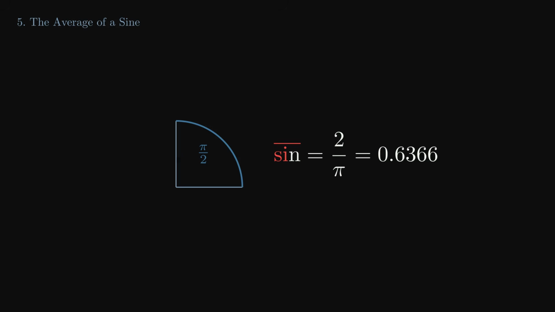Sine is the shadow an angle casts. Averaging that shadow over a quarter turn gives 2 over pi, and the circle constant drops straight out of the crossings. No circle was ever drawn, but a full range of angles is a circle in disguise.